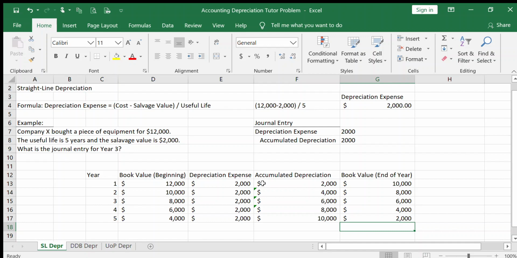And if you look at the rest of this chart, you can see the rest of it makes sense. We have accumulated depreciation of $10,000, which makes sense because we did depreciation expense of $2,000 for 5 years. 2,000 times 5 is $10,000. And then our book value at the beginning was $12,000. Now it is minus $10,000, which would be $2,000. So again, this chart should make sense. If it doesn't, then maybe there is an issue.